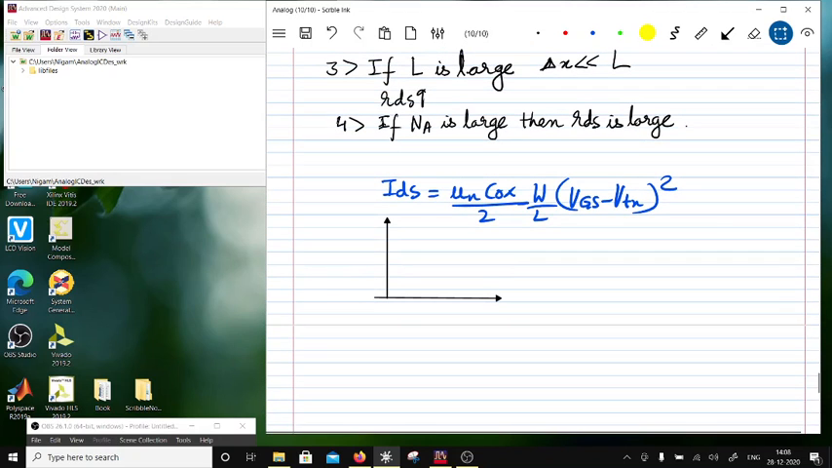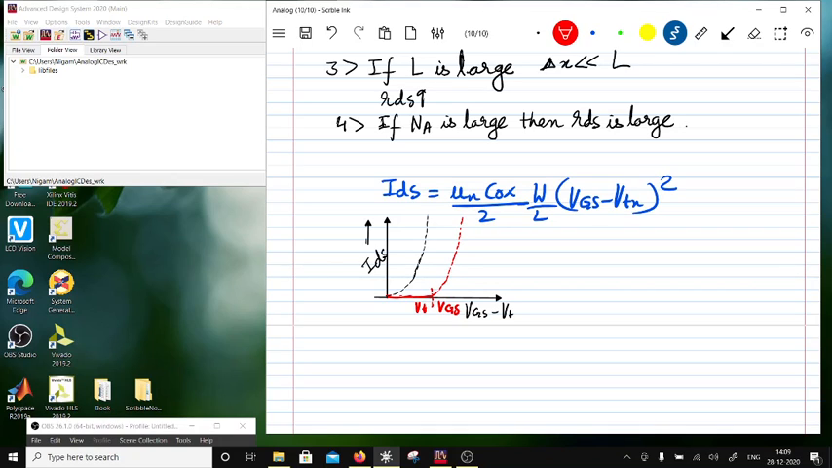Okay, so if I was to plot IDS versus VGS minus VT, then this would be a parabola like this. This is a square law nature. Now, if I was to plot it versus VGS, then it will shift by VT. So this would be VT, and you will have the same curve here.